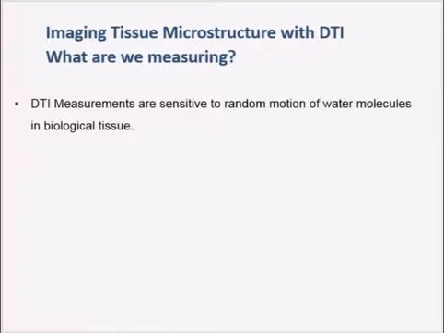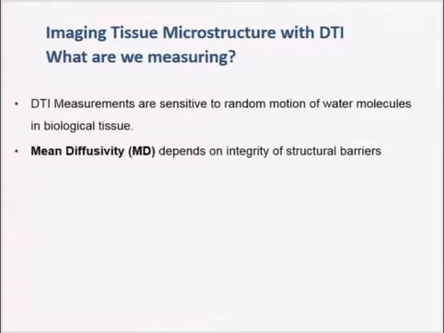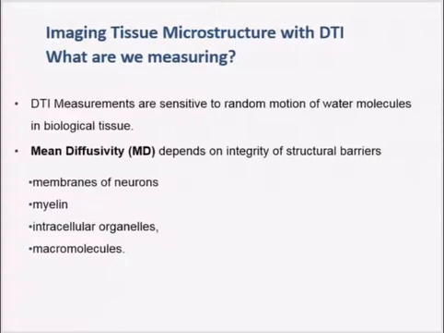Now, what are we really measuring with DTI? First of all, we need to understand what we're sensitive to. It's this random motion of water molecules that occur in the tissue that this DTI technique is sensitive to. And one of the metrics that we are interested in is the mean diffusivity that depends on the integrity of the structural barriers that restrict the motion of these water molecules. And these are membranes of neurons, myelin, intracellular organelles, and macromolecules.